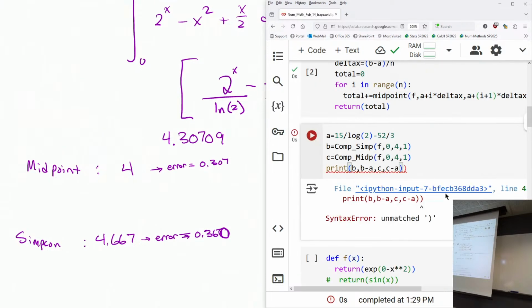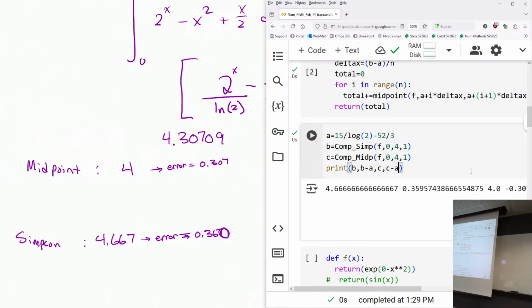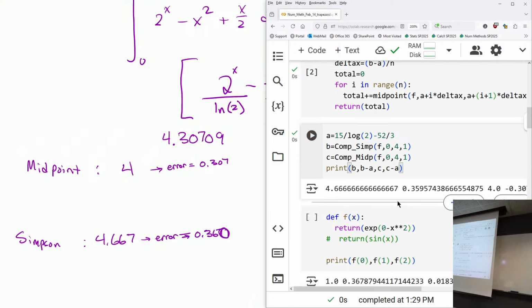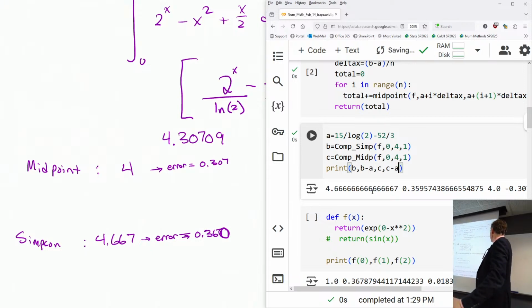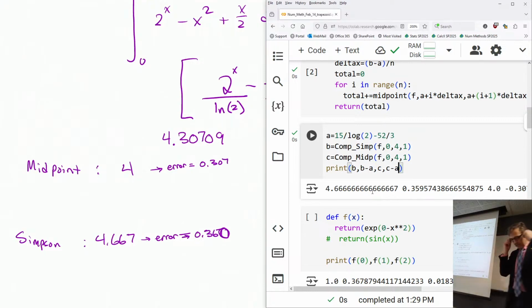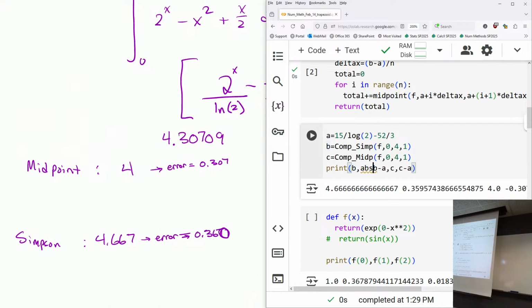Let's run that, and it says it's got a problem. Oh, too many parentheses. I got too excited. Okay, so there it is. So this is exactly, is that right? 4.6. Yep, that's what we had. And this is the error. Oh, I have 0.360. This is 0.359, close enough. And then this, of course, is what we got for the midpoint rule. And I should use the absolute value, shouldn't I? Let's change this to absolute value, ABS of this stuff.